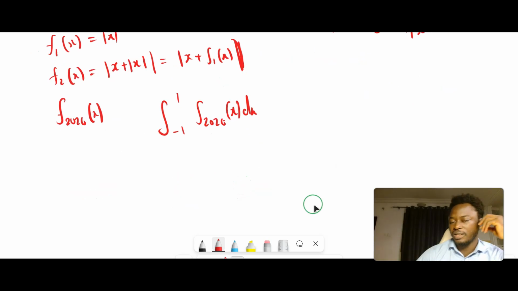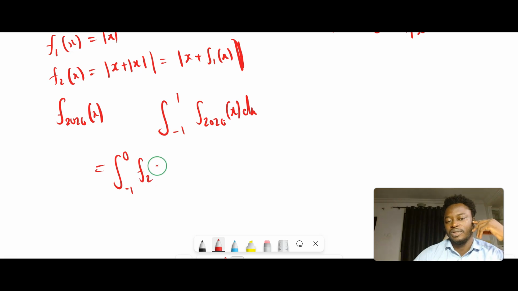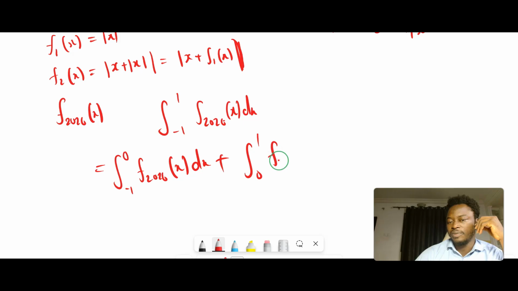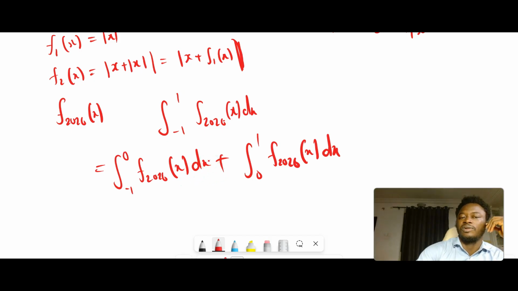Then we can split, because of the property of absolute values, we could split it into two intervals. This is going to equal the integral from negative 1 to 0 of f sub 2026 of x dx plus the integral from 0 to 1 of f sub 2026 of x dx. So now that we have it in two intervals, we are going to try to study f of x.